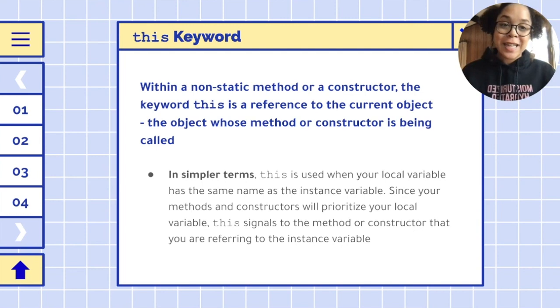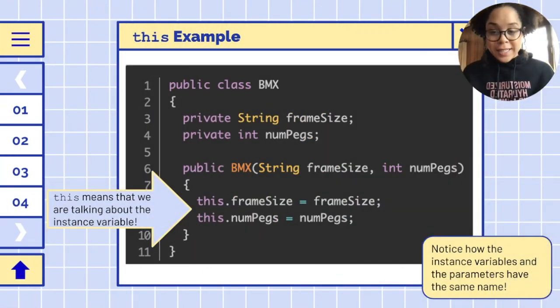Remember in the last lesson, we learned about scope. The local variable is prioritized when we're inside of methods and inside of constructors. Say you want to reference the instance variable. Instead of using different names, if you want to give it the same variable name, then you can reference the instance variable by using this. This will signal to the current method or constructor that you are talking about the instance variable.